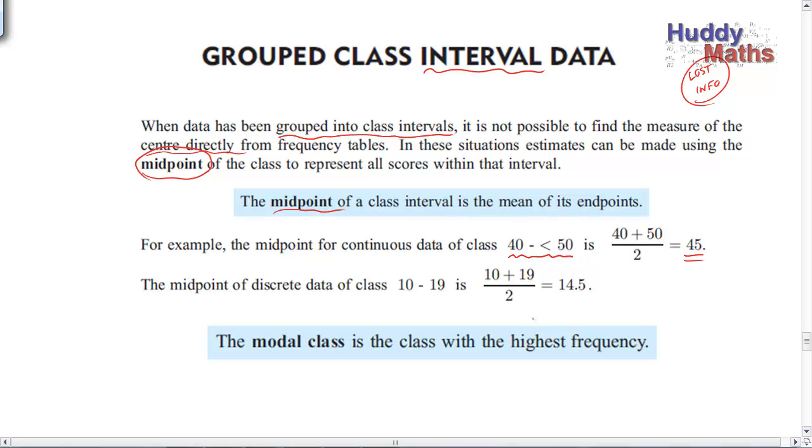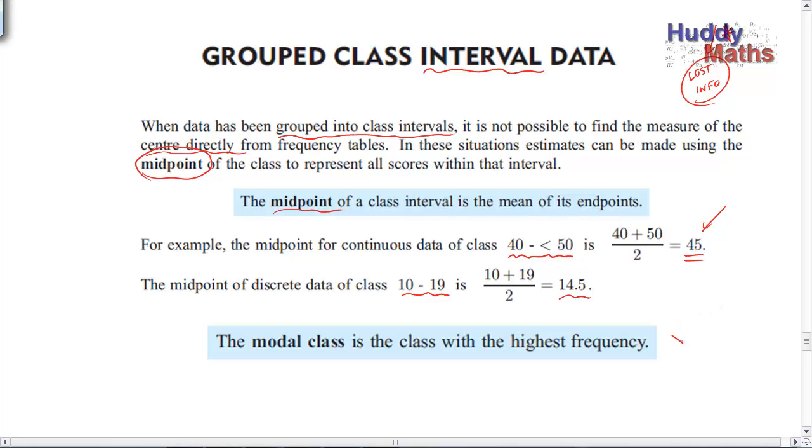So you're going to say, basically, that all the scores in that group, because you've lost the actual scores, are all going to be considered scores of 45. The midpoint of a discrete data set 10 to 19 is 14.5. So they don't have to be whole numbers now. It's the mean of the two ends. And the idea is, you've lost the information, so you're going to assume that all data points within that group were midpoints.